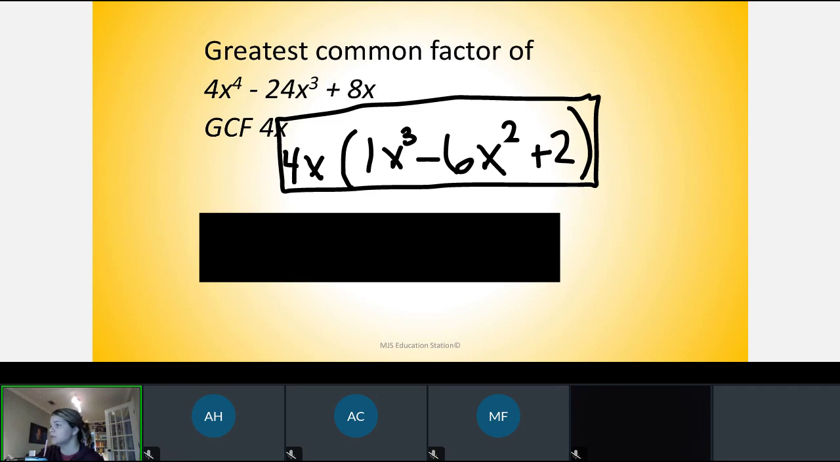So this is how you factor. Remember, factoring means that we're writing it as 2 terms that can be multiplied together to get the original. 4x times x to the third minus 6x squared plus 2 is the same thing as this. Yes. So we take our original, Caitlin, good question. We take our original number, 4x to the fourth, and divide it by the GCF, which is what we pulled outside the parentheses.